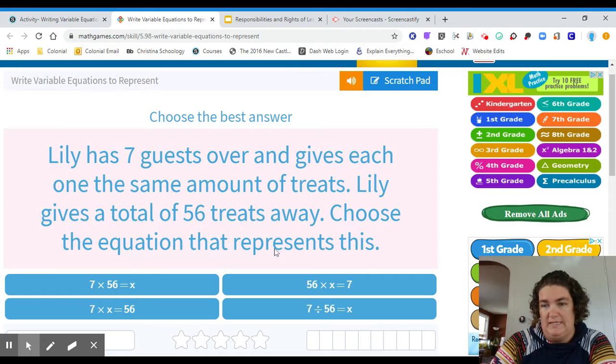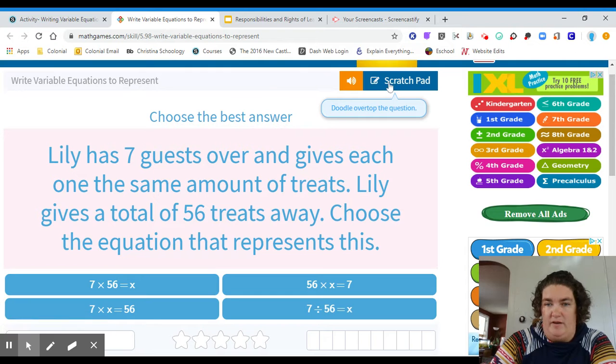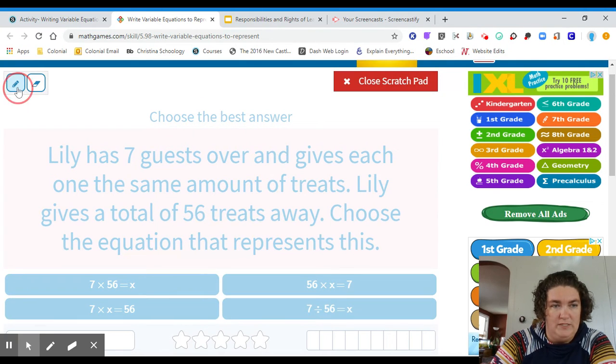So there's a couple of nice things about this website. The first is I can have the question read to me, so I can always click this button here. And the other thing I can do is I have a scratch pad, so I can actually write over top of this. I'm going to use that right now just to help me pick out some important information. So I'm going to look at this again.